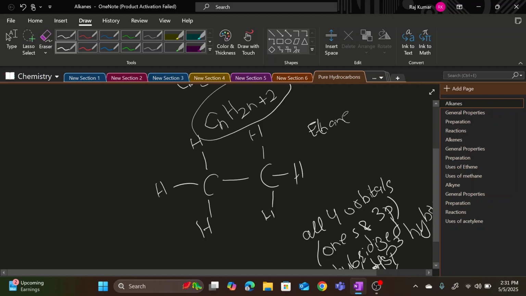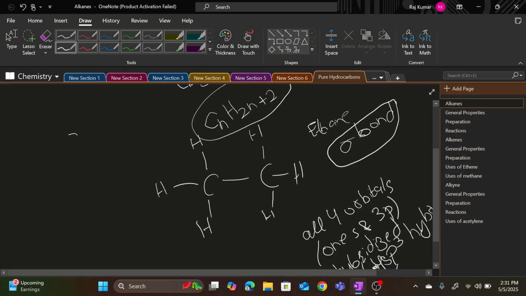It is a hydrocarbon which only forms sigma bonds. There are no pi bonds involved in alkanes, due to which alkanes do not have much of the reactive characteristics.